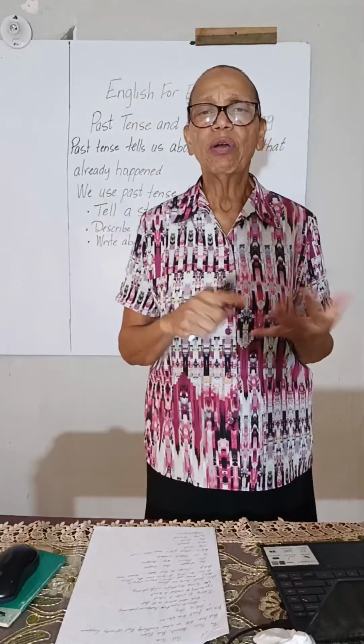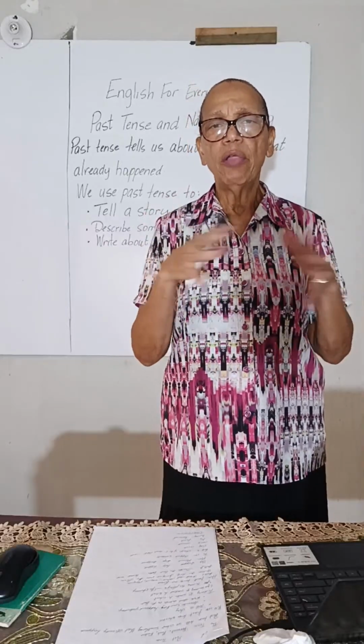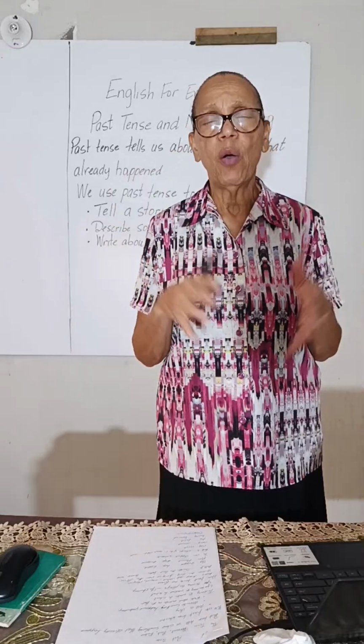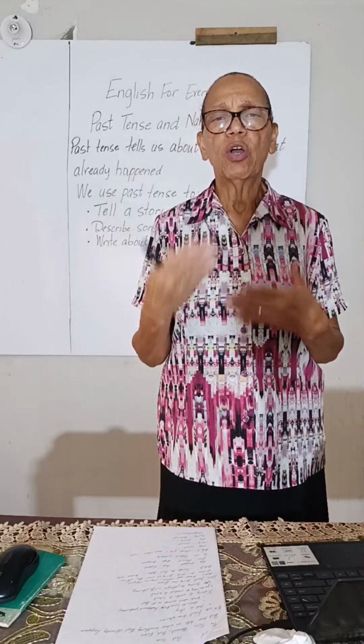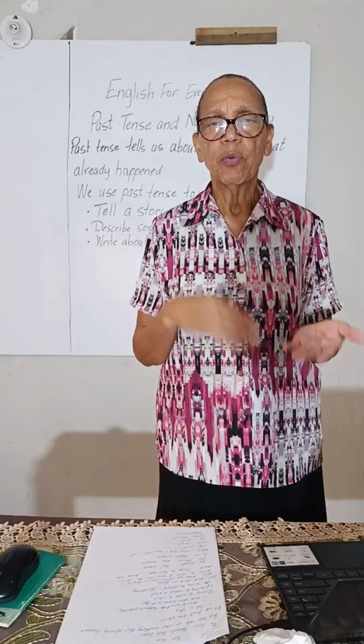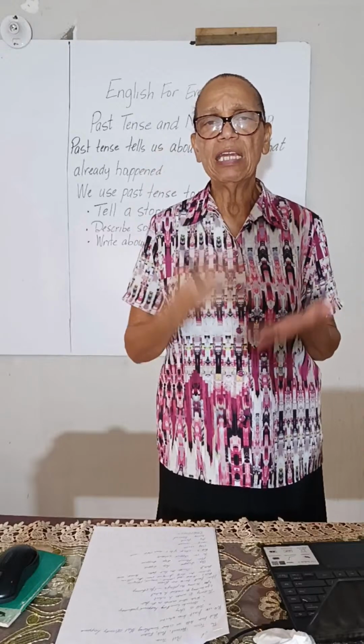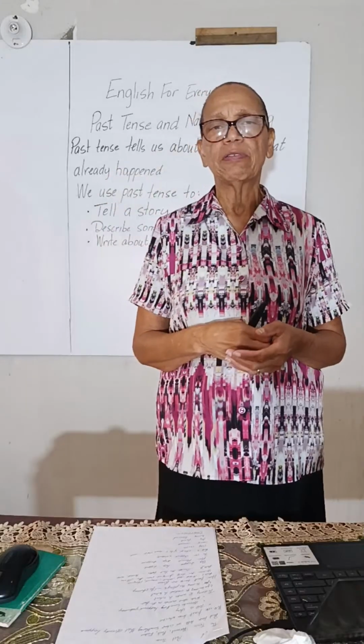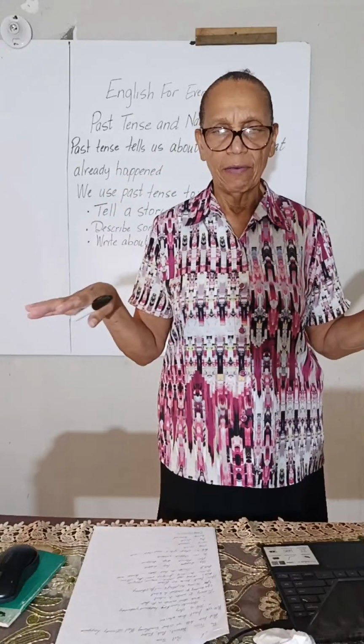Now, we have looked at nouns and all sorts of nouns. We have been looking now at verbs. And we're talking about three types of verbs. You have action verbs, linking verbs, and helping verbs. We are still on action verbs. Now we move on to tense.